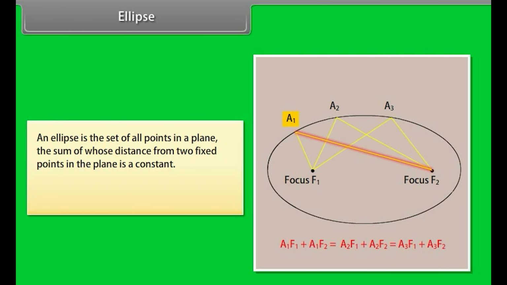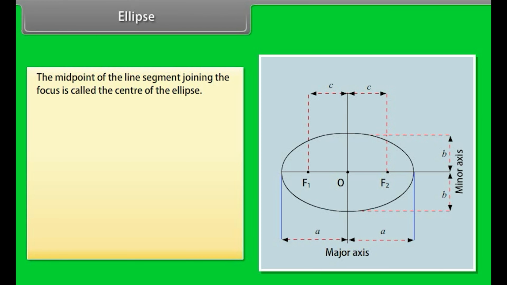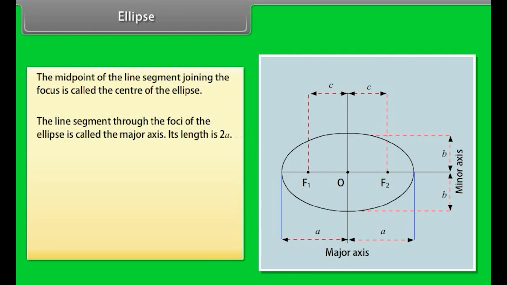Ellipse. An ellipse is the set of all points in a plane, the sum of whose distances from two fixed points in the plane is a constant. The two fixed points are called foci of the ellipse. The midpoint of the line segment joining the foci is called the center of the ellipse. The line segment through the foci of the ellipse is called the major axis.